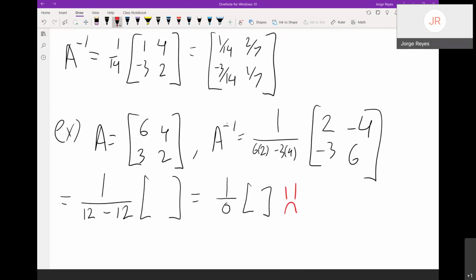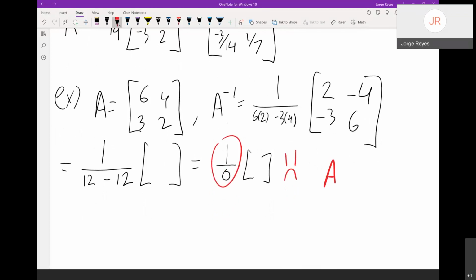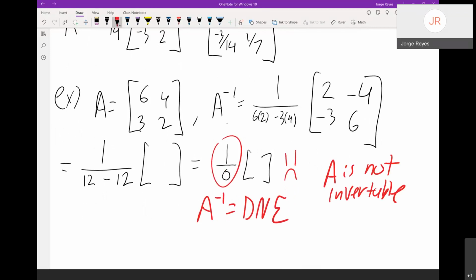So we instantly see a problem. Here A is not invertible, or A inverse just does not exist. So that's kind of a new thing, right? With numbers, the inverse always exists, except 0. 0 doesn't have its own inverse. But here in matrix world, there's a lot of matrices that don't have inverses.